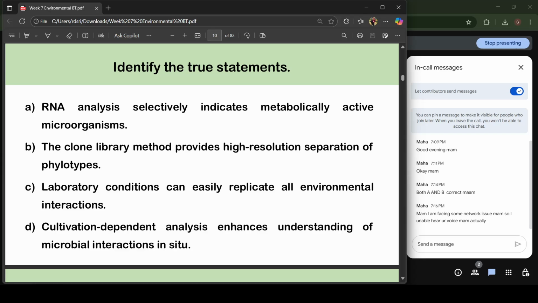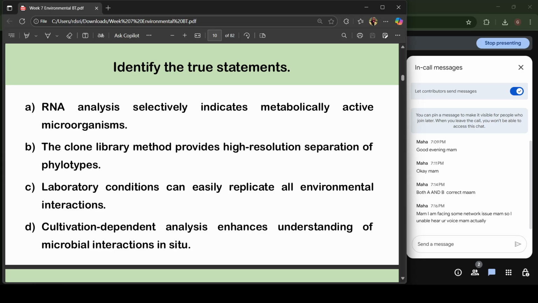So if the statement is "cultivation independent analysis enhances understanding of microbial interaction in situ," it is true, because we directly collect the microbial sample from the particular location in which we want to do the analysis, and directly use techniques like metagenomics to study the microbial community diversity.